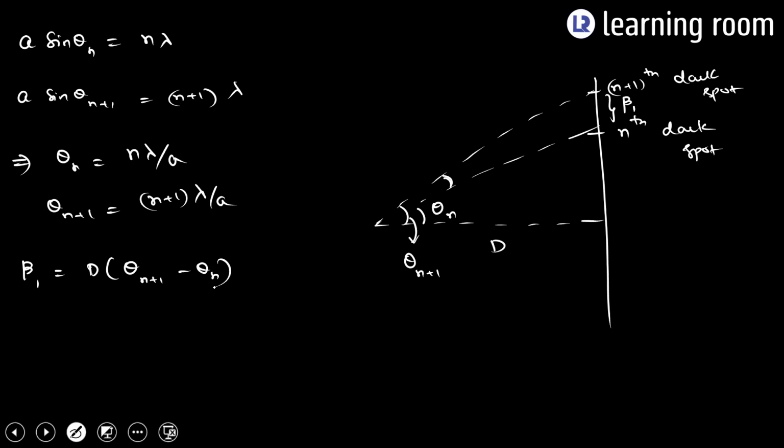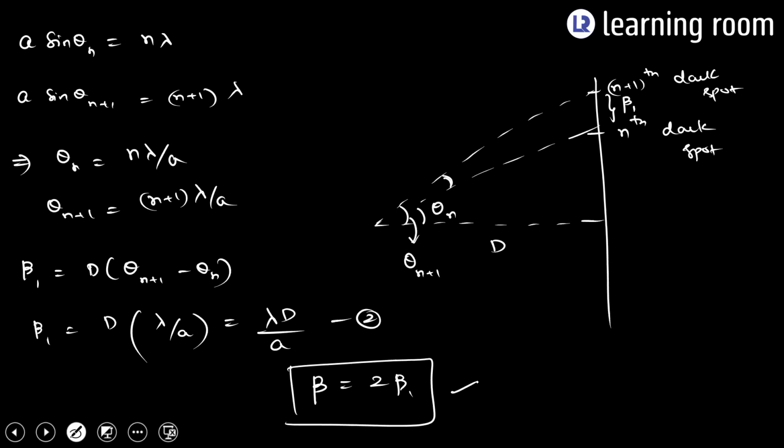Theta n plus 1 minus theta n is going to be this value. So beta 1 will be equal to capital D into the value of theta n plus 1 minus theta n. It is going to give us lambda divided by a. Why? Theta n plus 1 is n plus 1, theta n is n. So n plus 1 minus n will give us 1. So 1 multiplied with lambda by a. That's what I will get. So beta 1 will be equal to D into lambda by a, or lambda into capital D divided by a. If I take the central width as beta, if you observe the relation between beta and beta 1, beta will be equal to 2 times beta 1.